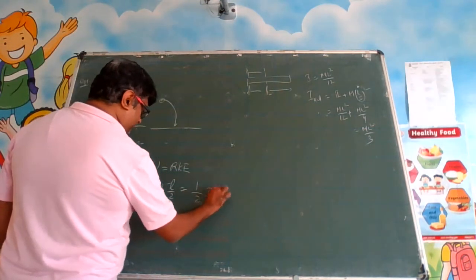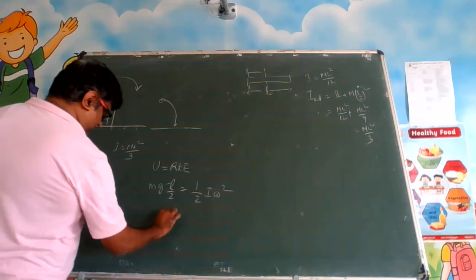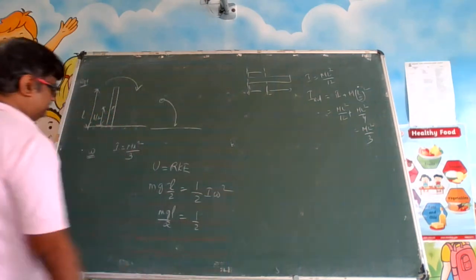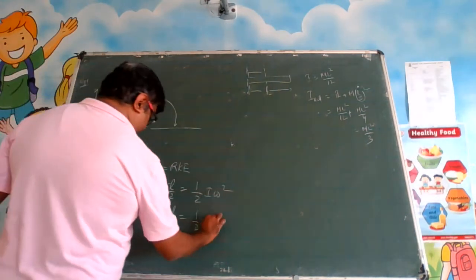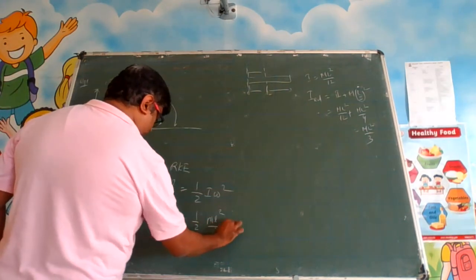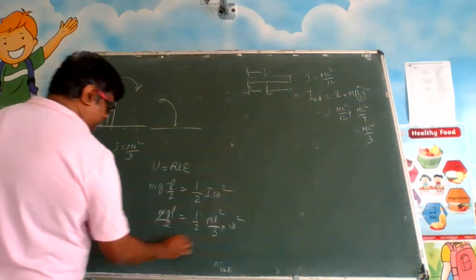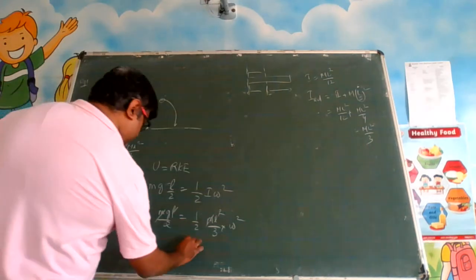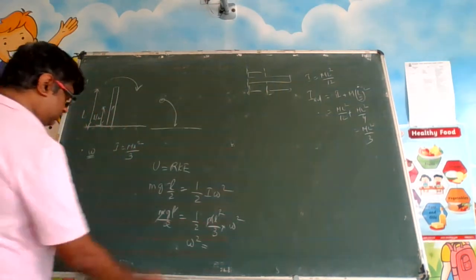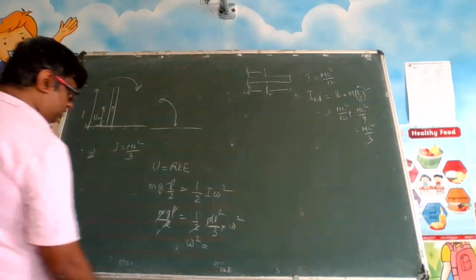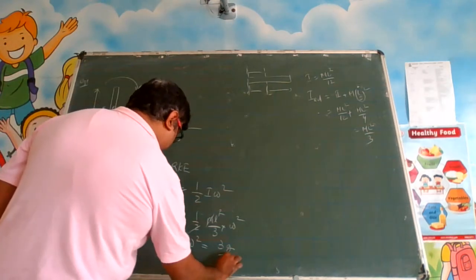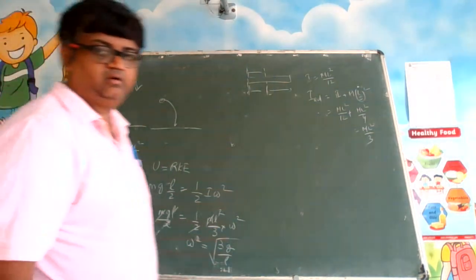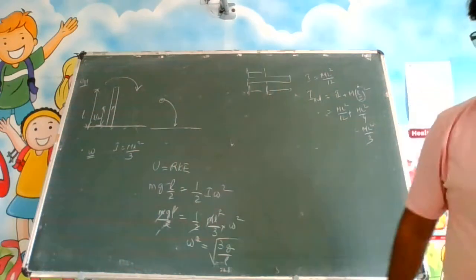Half I omega square. So this is mg L by 2 is equal to half into I. What is I? We have just worked out. It is ml square by 3 into omega square. Cancel m, cancel one L, and cancel 2, you get omega square is equal to 3g by L. So what will be omega? Root over 3g by L.